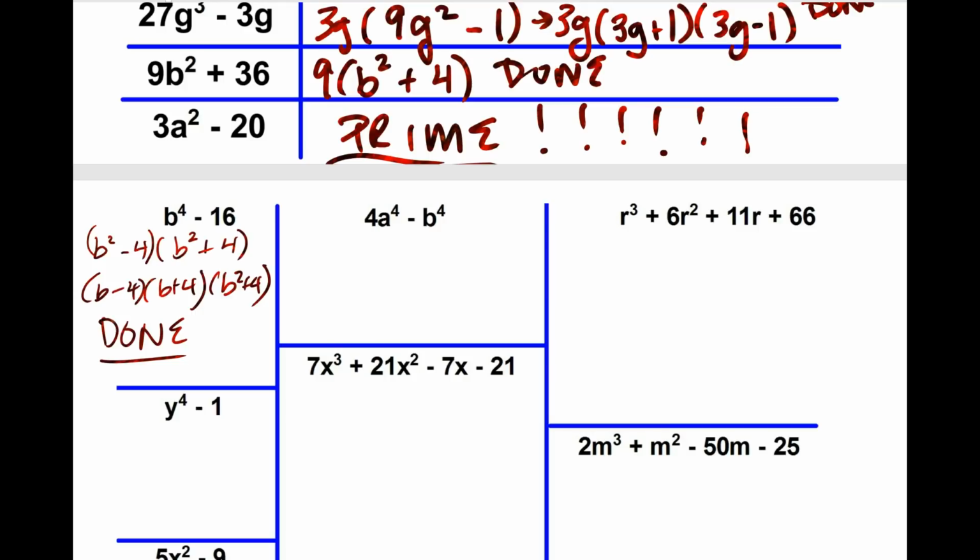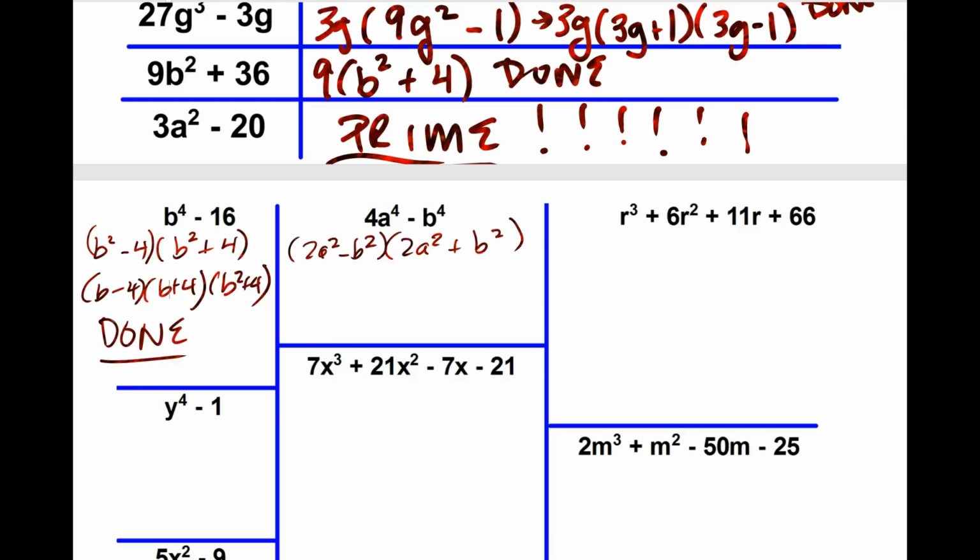Okay, so 4a to the 4th minus b to the 4th. We know that this is a perfect square. I told y'all, this is a perfect square. It's the difference of squares. So it's the difference of 2a squared minus b squared times 2a squared plus b squared. Again, we can take the square root of this, take the square root of that, and we end up with 2a squared, and we end up with b squared.